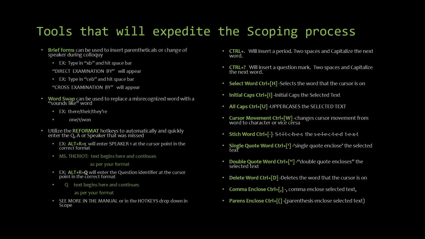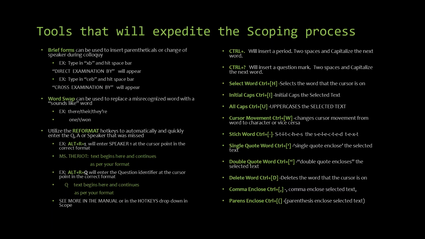Some of my other favorite hotkeys in Scope are the control period, which will insert a period, 2 spaces, cap next. Control question mark, which will insert a question mark, 2 spaces, and cap next. Select word selects the word that you're on. I'm not quite sure why I would select a specific word. Maybe if I wanted to copy the word or cut the word and move the word, I might select the word. Initial cap, you only have to be on the word. The word does not have to be highlighted. Same thing is true for all caps.